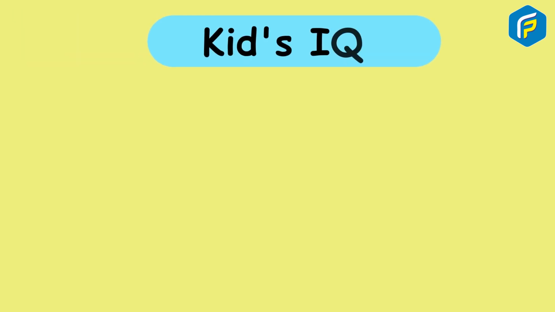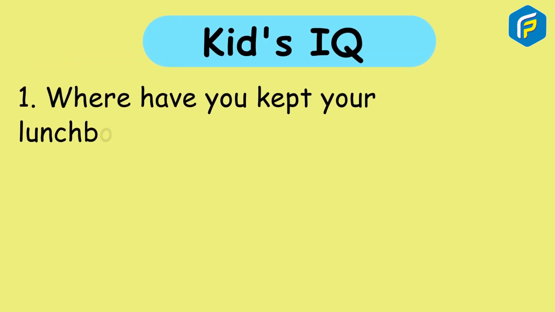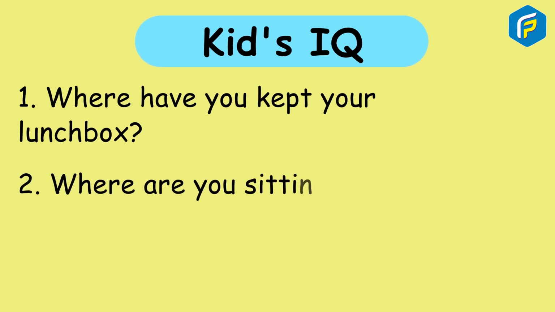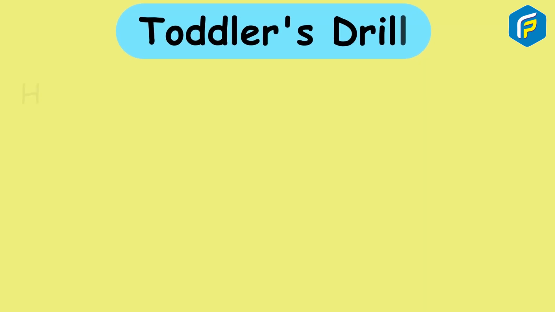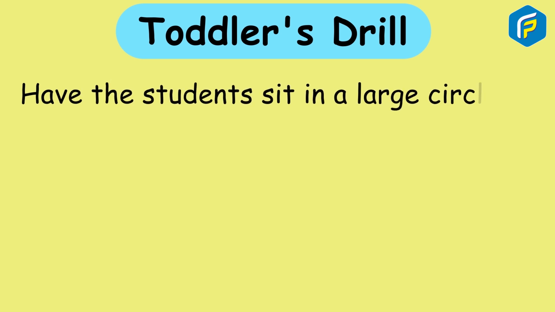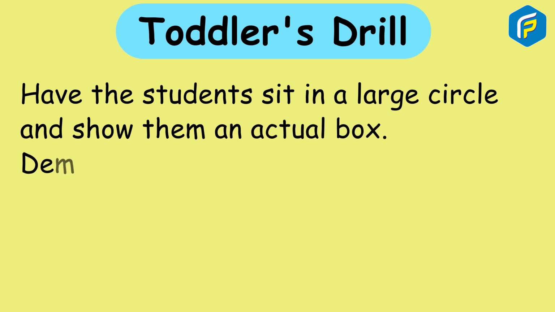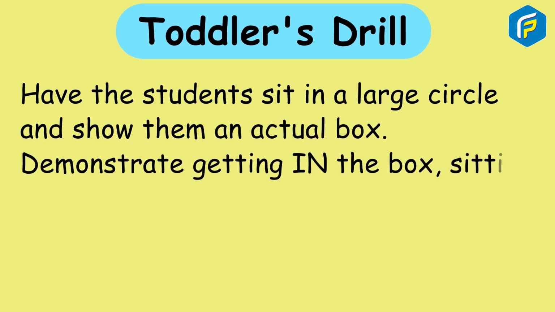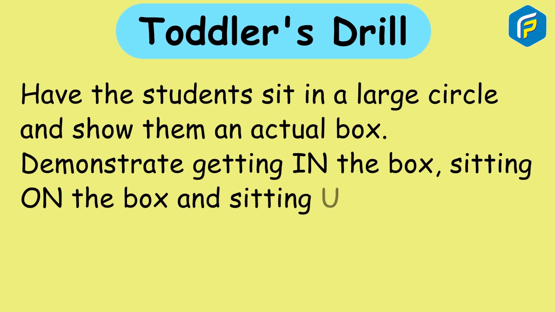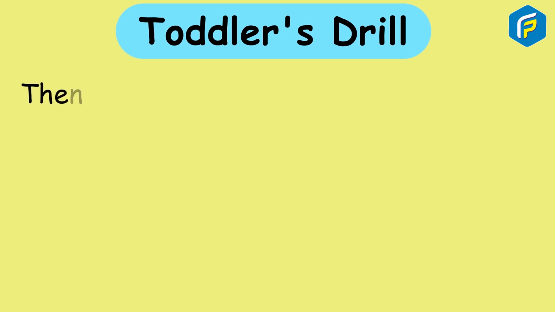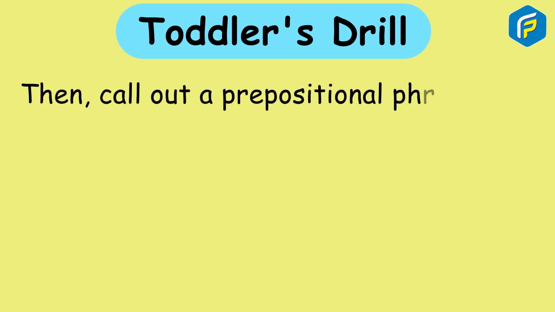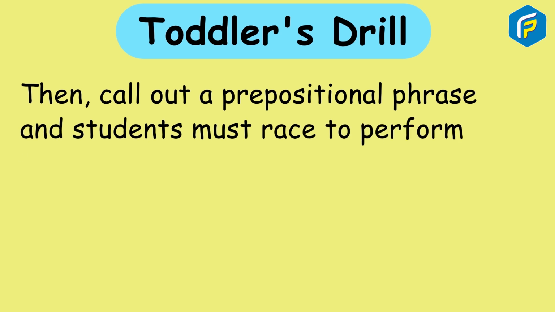Kids IQ. Where have you kept your lunchbox? Where are you sitting? Toddler's drill. Have the students sit in a large circle and show them an actual box. Demonstrate getting in the box, sitting on the box, and sitting under the box. Then call out a prepositional phrase and students must race to perform the correct action. Developmental milestones.